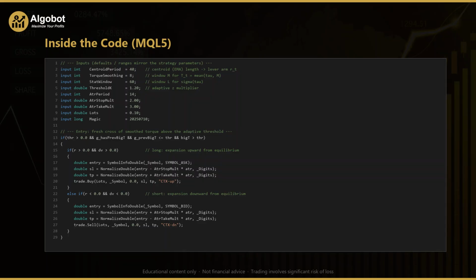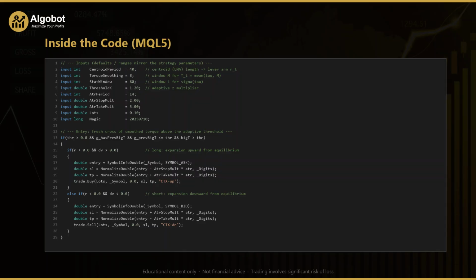The threshold multiplier of 1.20 scales that threshold with volatility. Then come the average true range period of 14, the stop multiplier of 2, the take multiplier of 3, the trade size, and the magic number that tags the strategy's own positions.